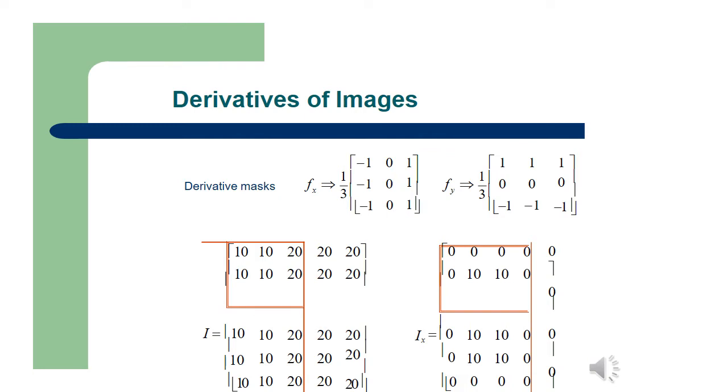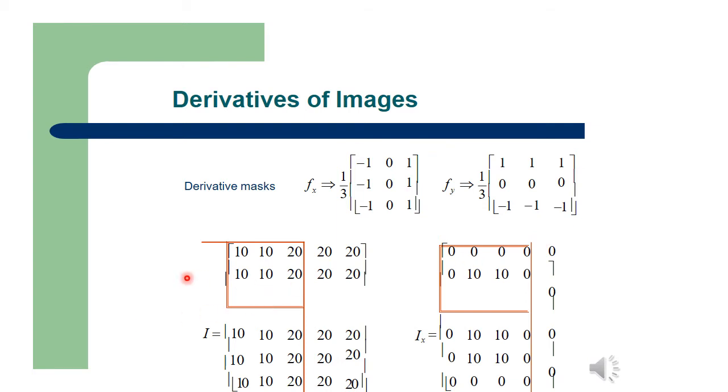So here comes how we apply a derivative upon an image. For example, we have a derivative mask with respect to x, which is 1/3 of -1 0 1, -1 0 1, -1 0 1. Similarly, we have another mask with respect to f of y, which is 1/3 in the column-wise 1 0 -1 for all three columns.